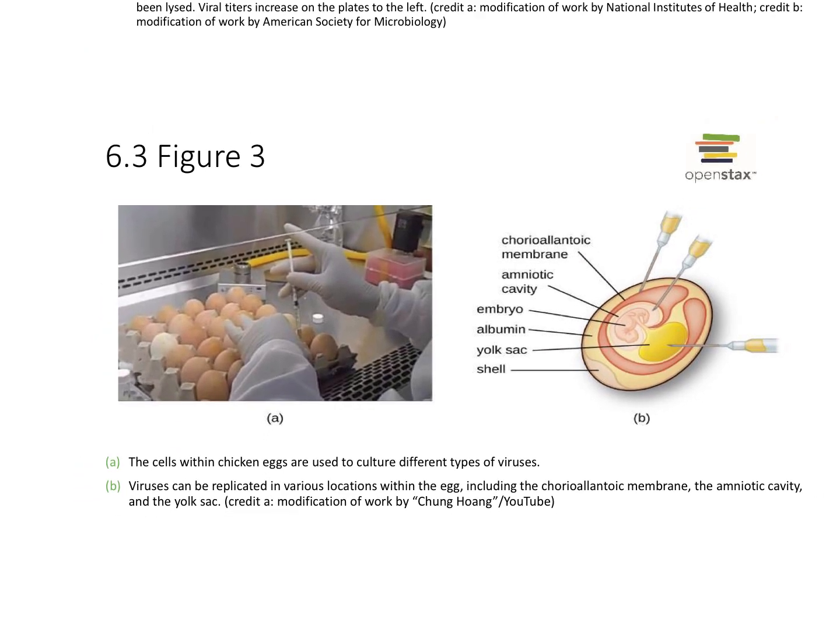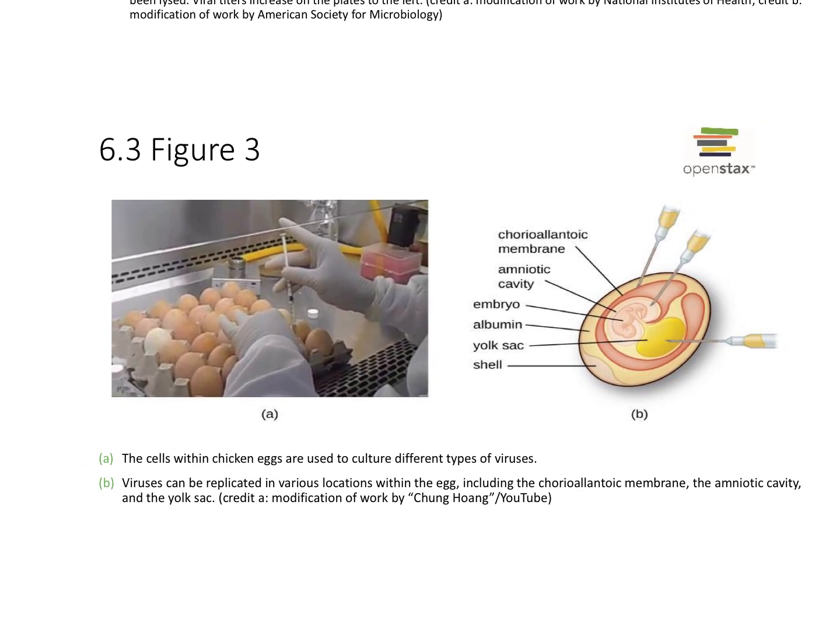Another very common way to grow viruses is in eggs. You can see here that there are different parts of the egg that can be injected or inoculated. It depends on what virus you're trying to grow, I guess, as to where the best place is. But we do this commonly to make vaccines.